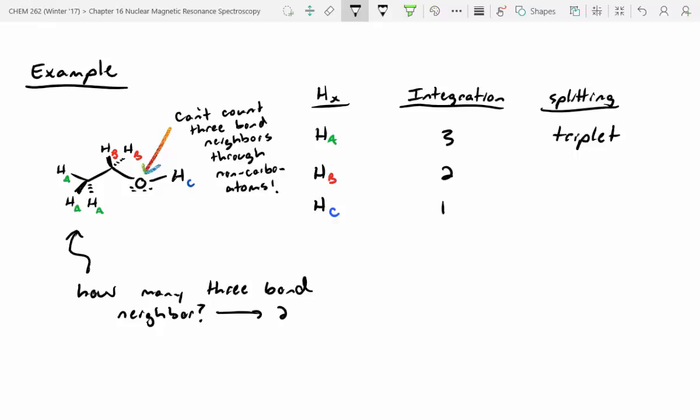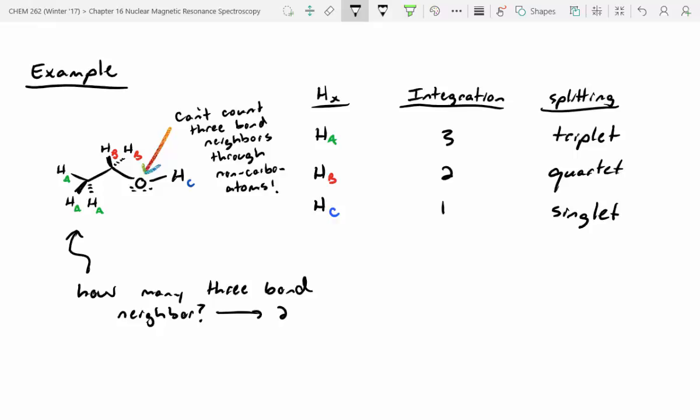So how many 3-bond neighbors does HB have? 3. We can only count the 3 HAs. We can't count HC because it's going through an oxygen atom on its way. So if we look at HB, what will it be split as? A quartet. All right, and then HC, if we look at it, how many 3-bond neighbors does HC have? 0. We can't go through that oxygen atom. It's a brick wall. So if we look at HC, it's got 0 3-bond neighbors, which means it will be split as a singlet.